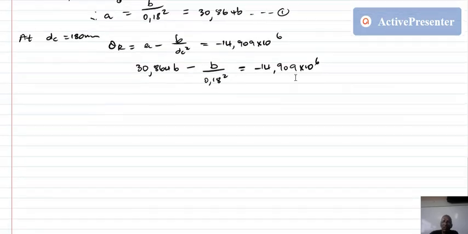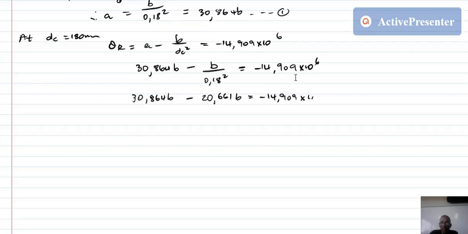Which is going to lead us to saying I have 30,864B minus 20,661B, which is minus 14,909 × 10^6. Therefore, your B will give you minus 1,461 × 10^6, right?